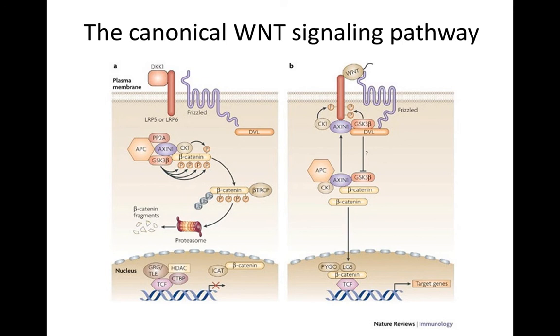But when the Wnt pathway's on, this destruction complex is disabled. Beta-catenin levels now build up, and they actually go into the nucleus, interact with a transcription factor, and drive expression of a whole bunch of target genes. And so there are a number of key players in here: beta-catenin, disheveled, DKK1, Wnt, and so forth.